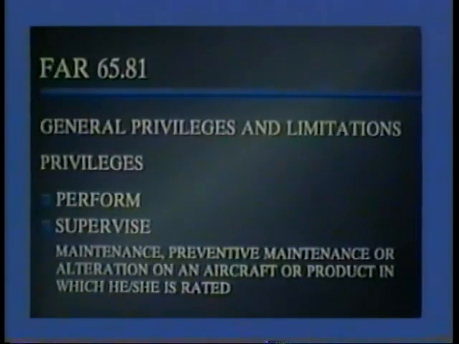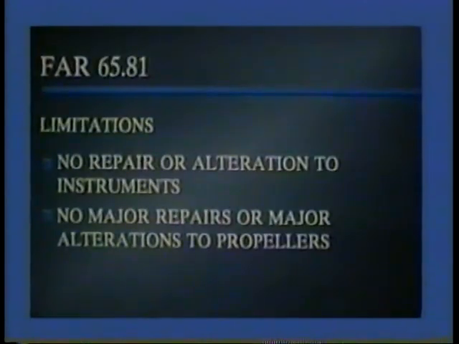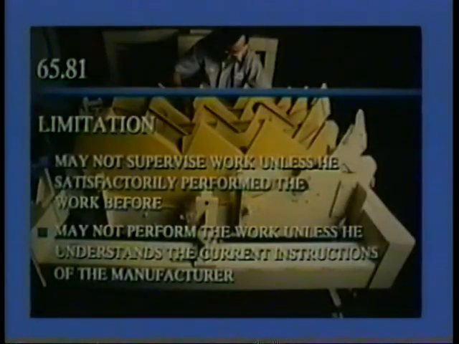There are two ratings for mechanics: airframe and power plant. A properly rated mechanic under FAR 65.81 may perform maintenance, supervise maintenance, perform preventive maintenance, or make alterations on an aircraft or product. Under FAR 65.81, a mechanic may not repair or alter an instrument or make major repairs or alterations to a propeller. A mechanic may not supervise work unless he has satisfactorily performed the same work before. And a mechanic may not perform the work unless he understands the current instructions of the manufacturer.